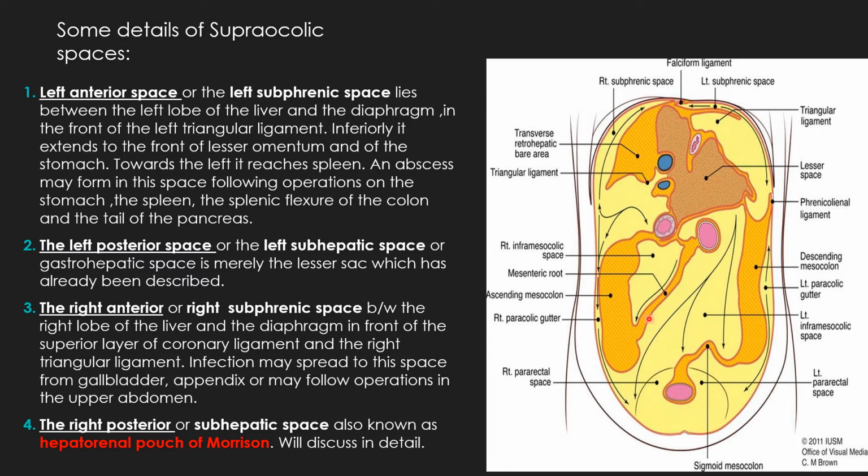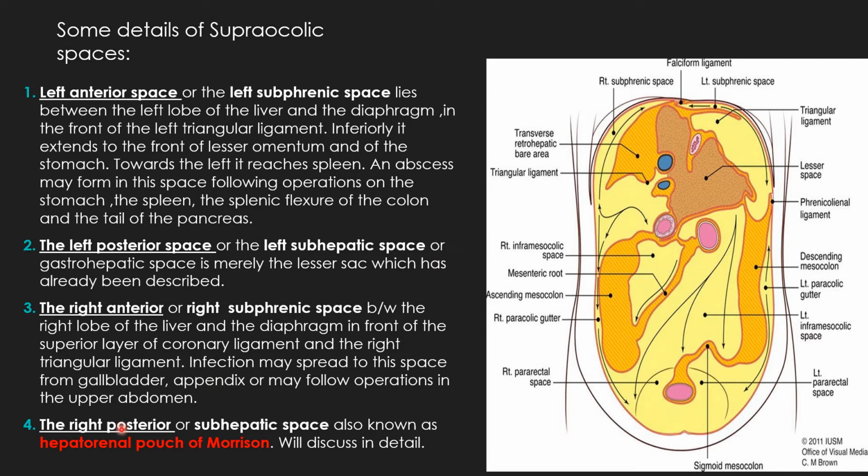So the appendix is lying over here, and the infections travel from this appendix to this right subphrenic space through the right paracolic gutter. So you see this space lying lateral to the ascending colon is known as the right paracolic gutter, and the infected, inflammatory fluid from the appendicitis can travel through this right paracolic gutter and up to the right subphrenic space.